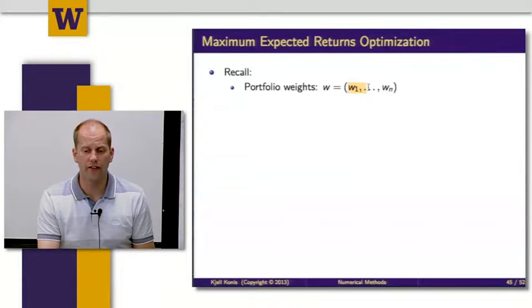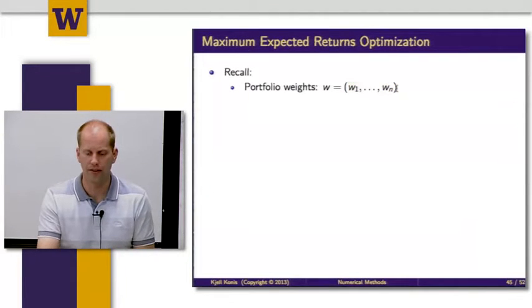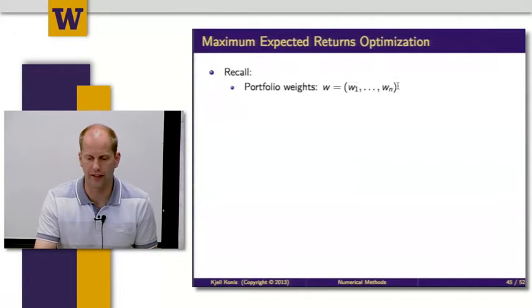There's a constraint on this vector W that the sum of the elements has to be equal to 1. So I have one chunk of money that I'm going to use to buy my portfolio, and the sum of all the pieces I put together to make that portfolio will end up equaling that 1.